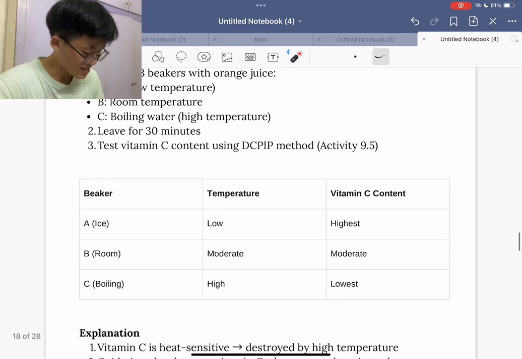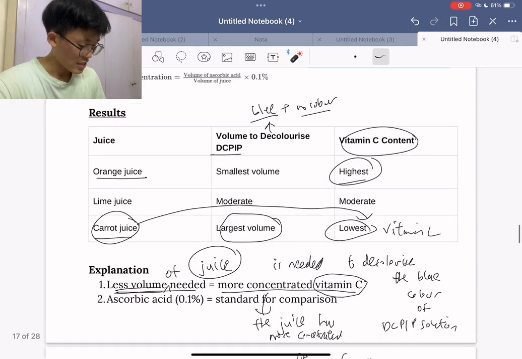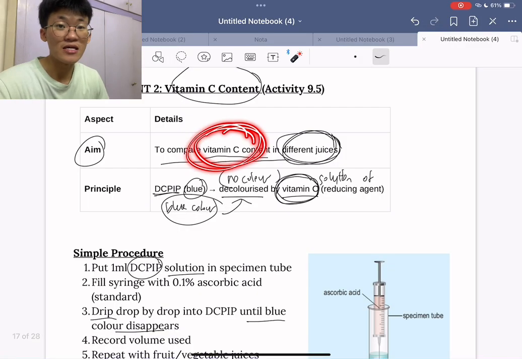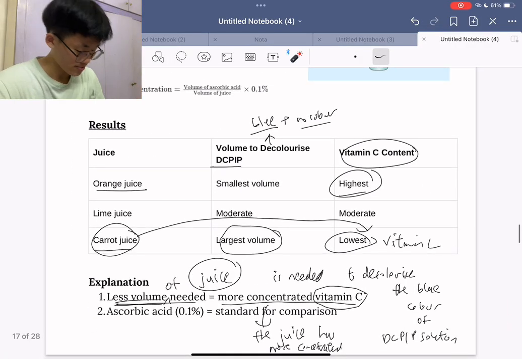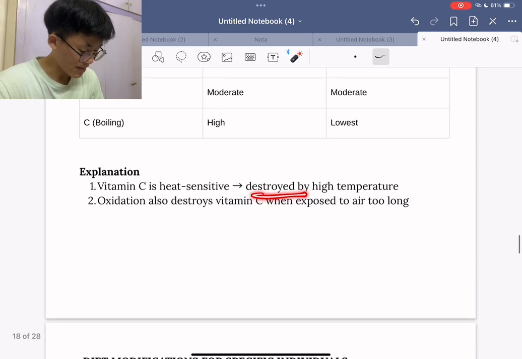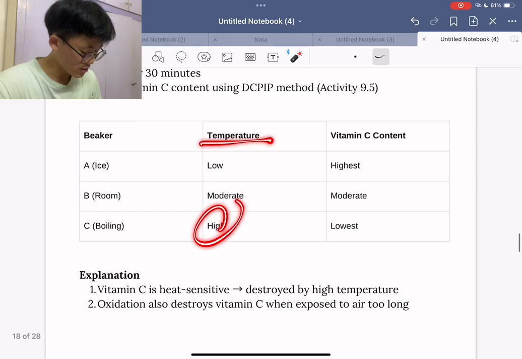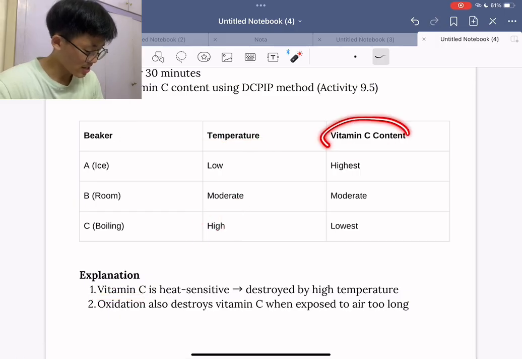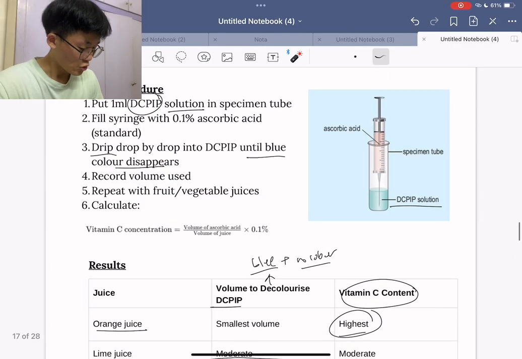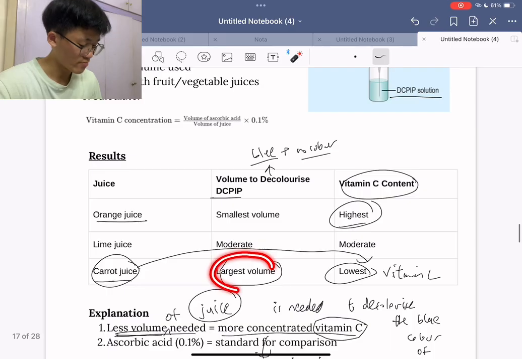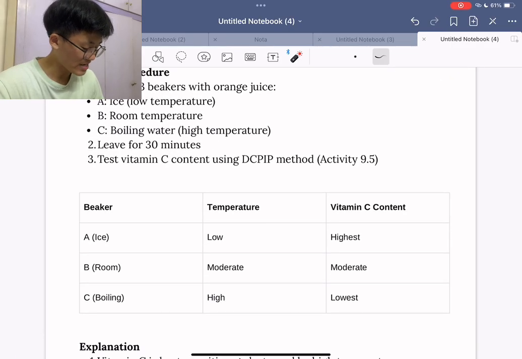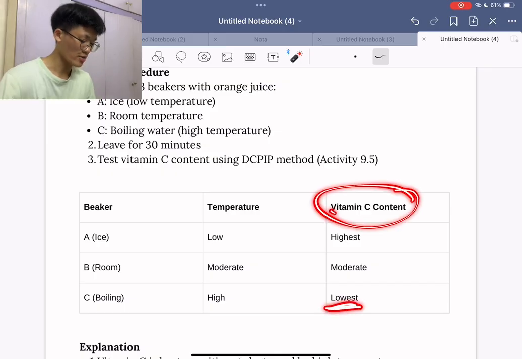So I test using this method again. This DCPIP method is to test how much vitamin C content is contained in the juice. High temperature will destroy the vitamin C, so that the vitamin C content is the lowest. So when you test with the DCPIP solution, you need the largest volume to decolorize because it has the lowest vitamin C content.